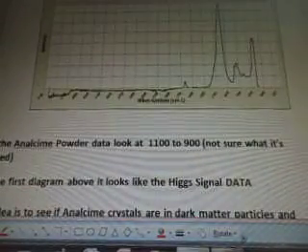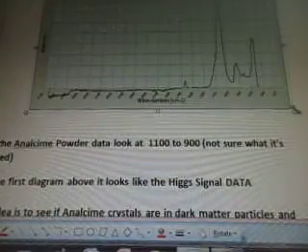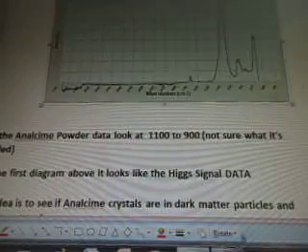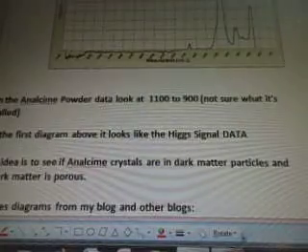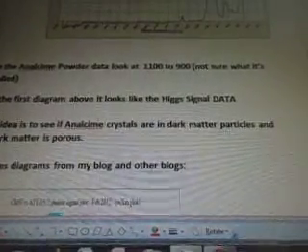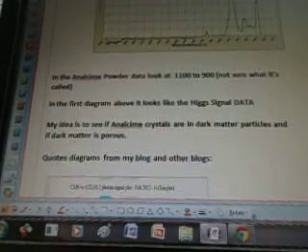So in the Analcime powder data, look at the 1100 to 900, which is this area here. Not sure what it's called. In the first diagram above, it looks like the Higgs signal data. My idea is to see if Analcime crystals are in dark matter particles and if dark matter is porous. Quotes and diagrams are from my blog and other blogs.